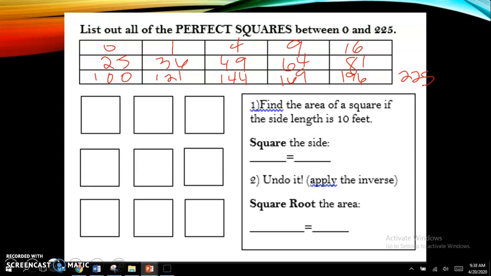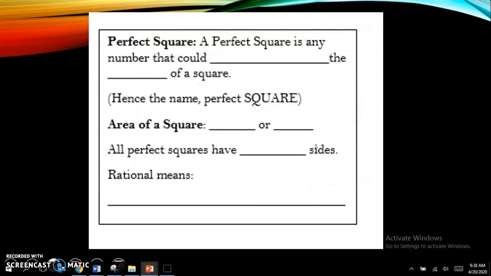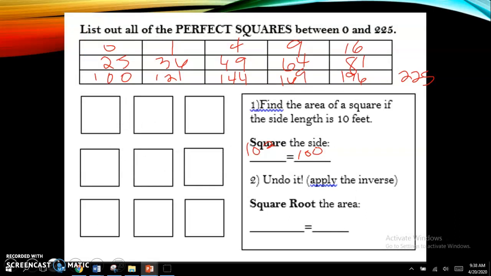All right, so then it says step 1, find the area of a square if the side length is 10 feet. So then we're going to break it down. So it says square the side. So that would be 10 squared. What is 10 squared? Well, that's 100. And then it says undo it. Apply the inverse. Well, how do I start at 100 and get back to 10? Well, that's me taking the square root.